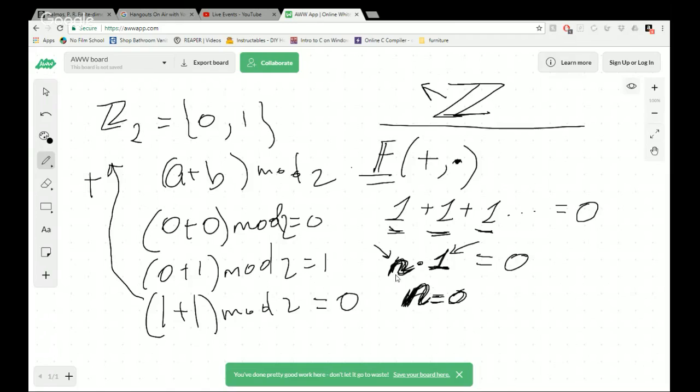It's not 0. Okay. Now I'm going to say, suppose n is not prime. Suppose n is not prime. So if n is not prime, then it is a product of two non-zero numbers, both of which are smaller than n. So n is a product of two positive integers, both of which are smaller than n.